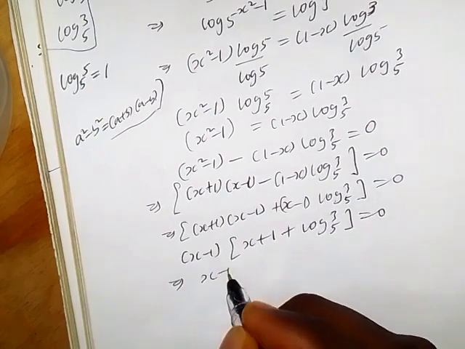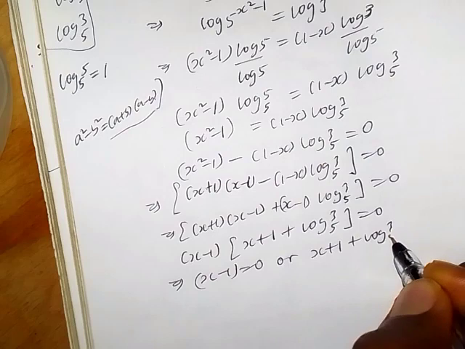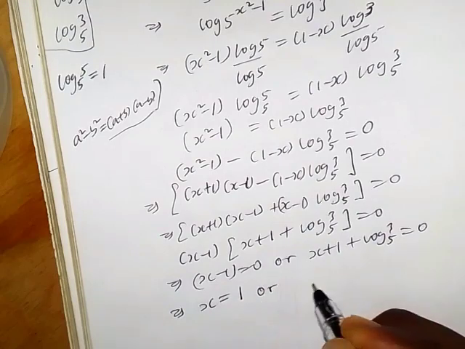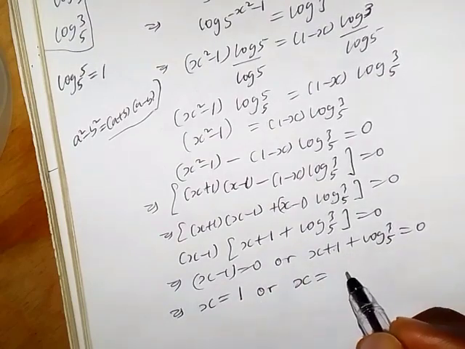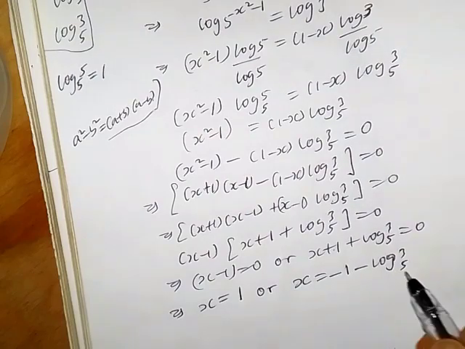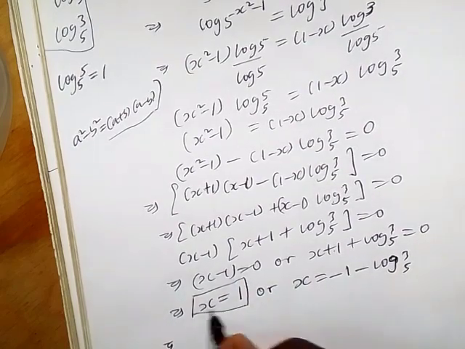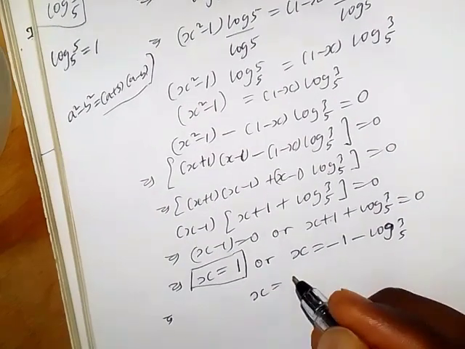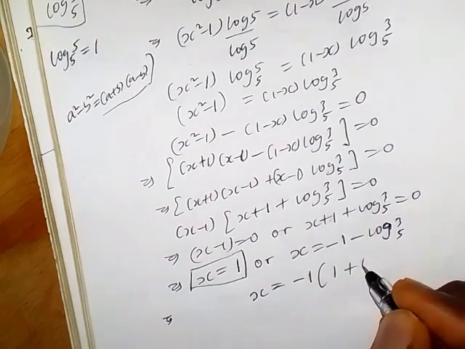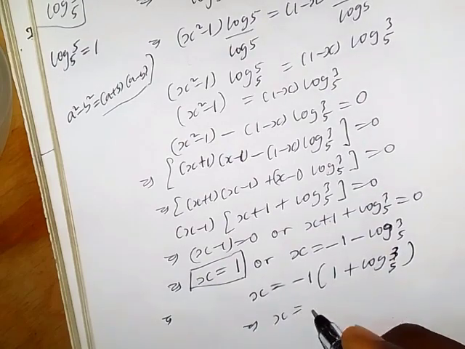So this implies that x minus 1 equals 0, or x plus 1 plus log 3 base 5 equals 0. So we have x equals 1, or x equals, when this guy comes to the left, minus 1 minus log 3 base 5. So x equals 1 is one of the solutions. So let's consider the second case. We have x equals, let's pull out minus 1. We have minus into 1 plus log 3 base 5. So this implies x equals minus 1 times the quantity 1 plus log 3 base 5.